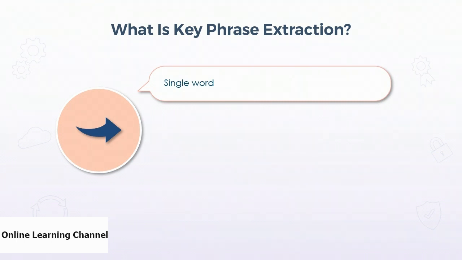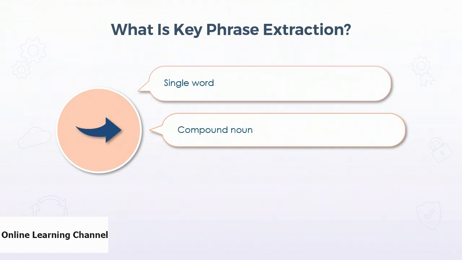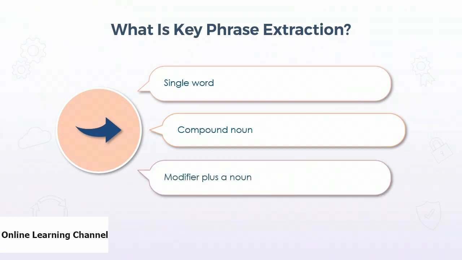A key phrase could also be a compound noun. It's like a single word but made up of multiple words. For example, Christmas tree or swimming pool. And of course, that means that a key phrase could also be a modifier plus a noun. For example, a striped cat or deep sea.